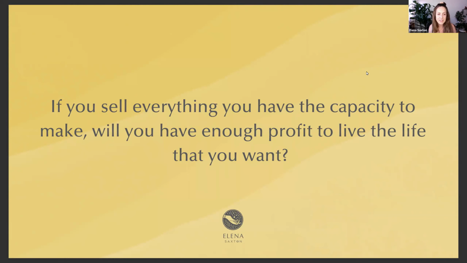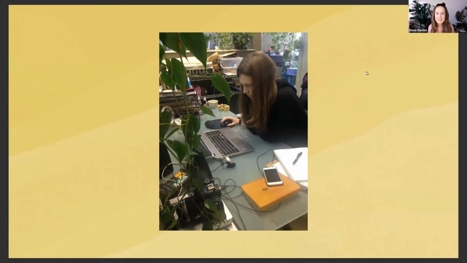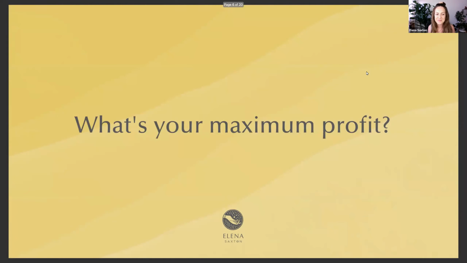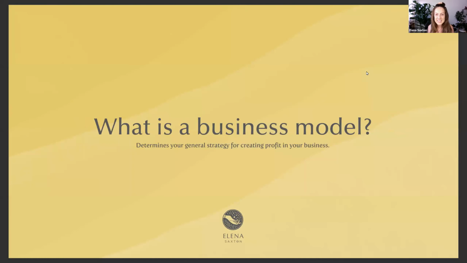Another way of thinking of this is that if you sell everything you have the capacity to make, will you have enough profit to live the life that you want? Will you be able to hit your profit goals? That's the question we're going to answer today. Another way of thinking of this is, what is your maximum profit? And how does that relate to a business model? What really is a business model?